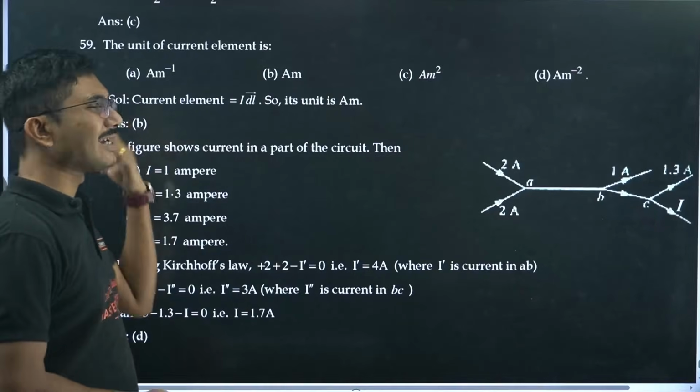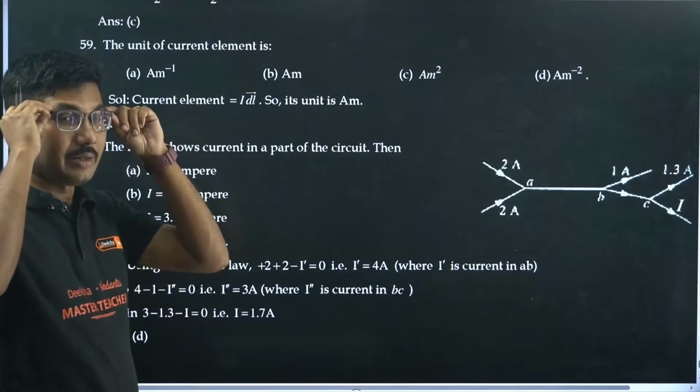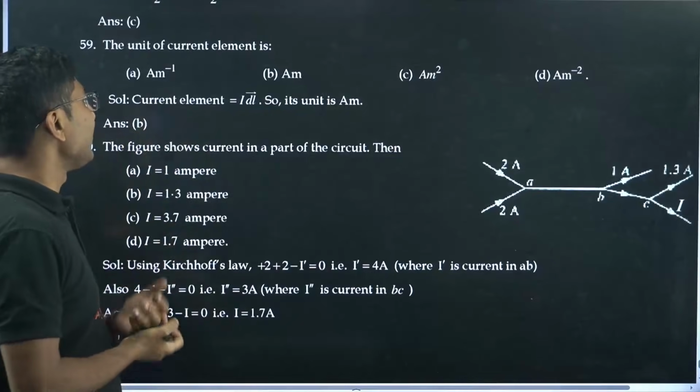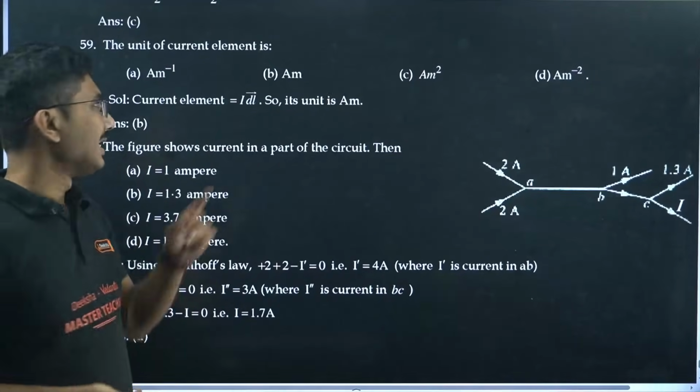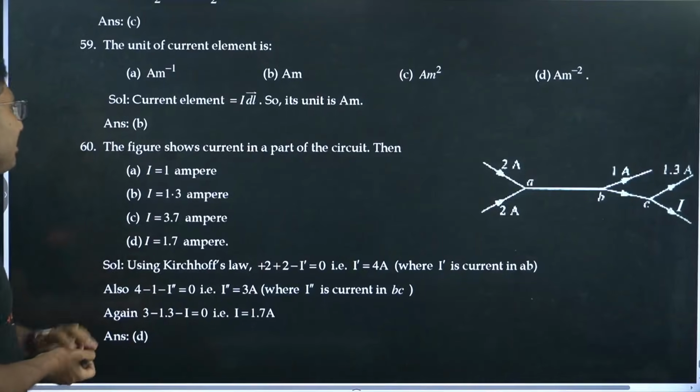The unit of current element. Unit of current element is IdL. Okay, current element in Biot-Savart's law, current element is IdL. So its unit is ampere meter. dL is length, meter, I is current, ampere, so it will be ampere meter.